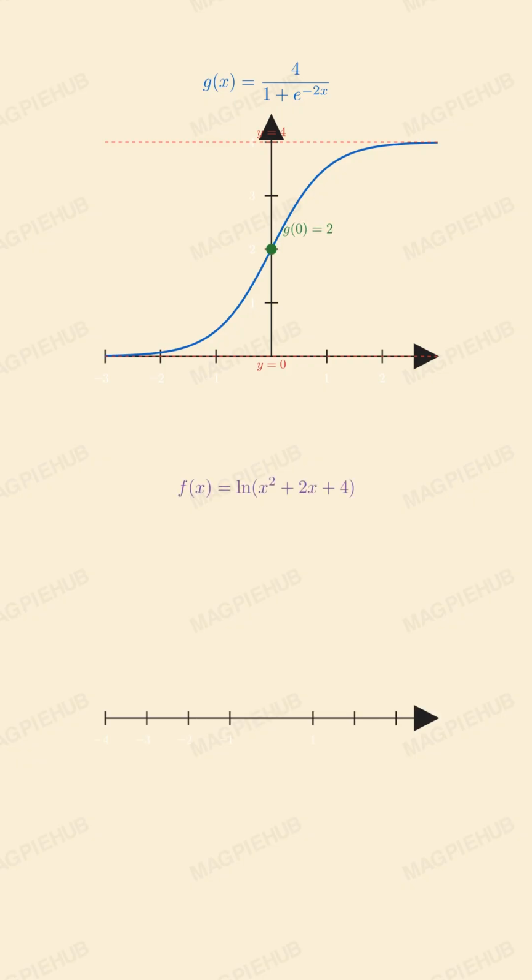f of x equals natural log of x squared plus 2x plus 4. At x equals 0, f of 0 equals natural log of 4. Since g of 0 equals 2, g inverse of 2 equals 0. This will be crucial in our solution.